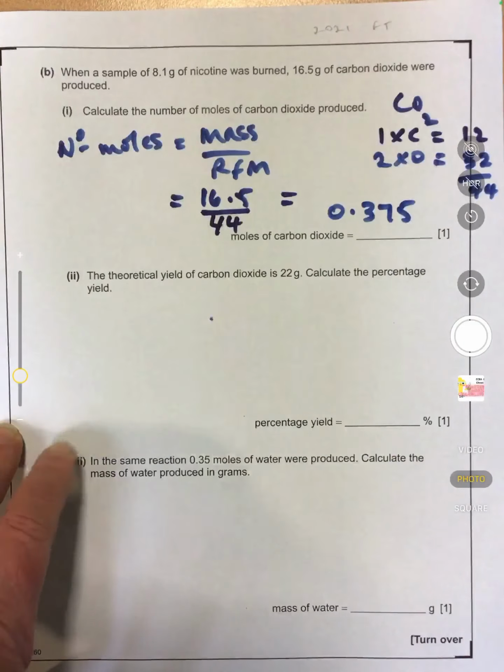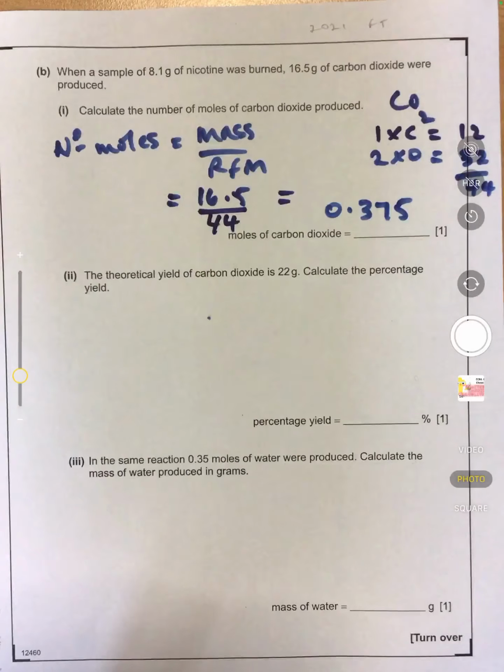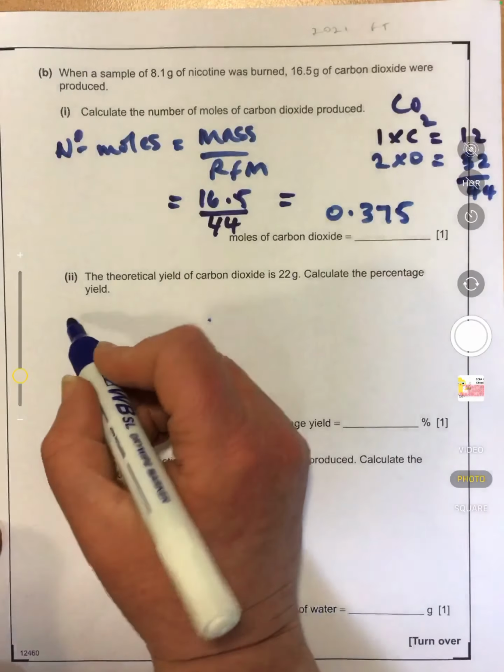Now the next bit, the theoretical yield of carbon is 22 grams. Calculate the percentage yield. Again, this is only worth 1 mark. I'm going to write the formula down for those of you who aren't sure of it. The percentage yield is the actual yield divided by the theoretical, and then times 100 to make it a percentage. From the last question, the actual yield is 16.5 grams, and it tells you the theoretical yield here is 22 grams. Multiply that by 100, put it all into your calculator, and you're going to come out with 75% for that one. Okay?